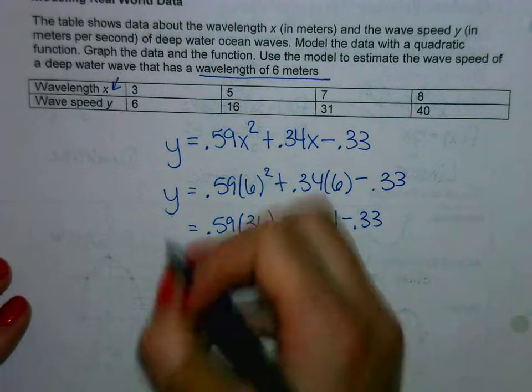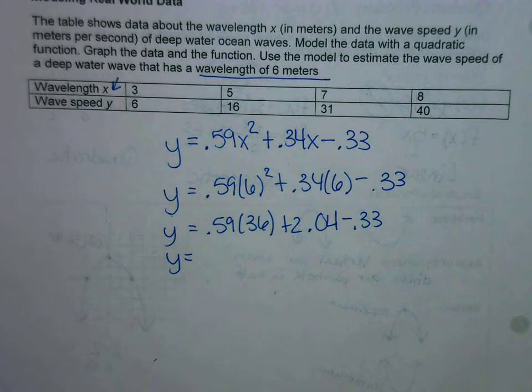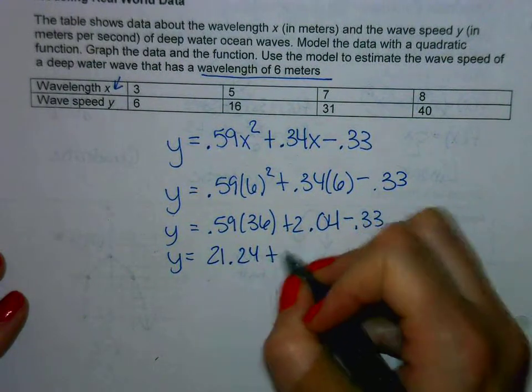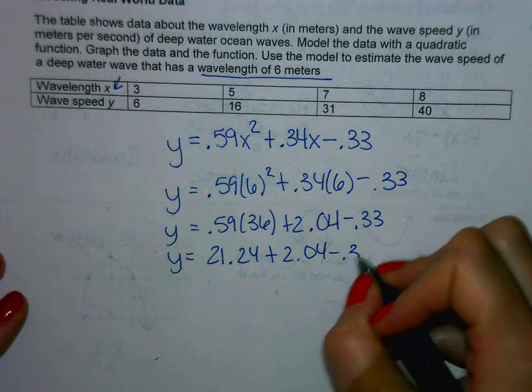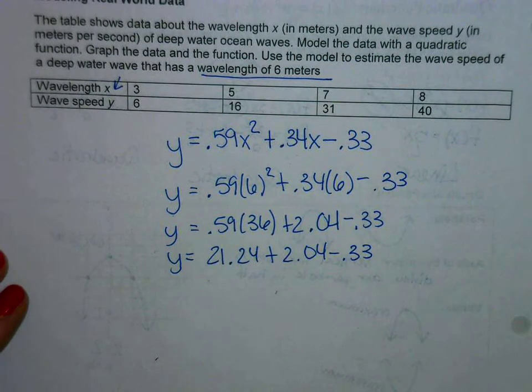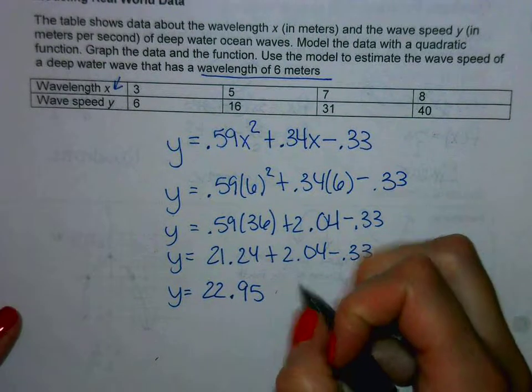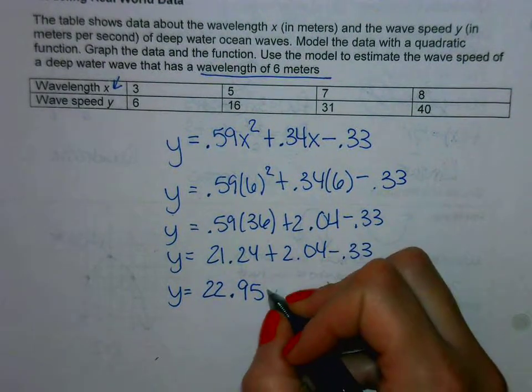So 59 hundredths times 36 is 21 and 24 hundredths, plus 2 and 4 hundredths, minus 33 hundredths. So when we combine all those together, 21 and 24 hundredths plus 2 and 4 hundredths minus 33 hundredths, we end up with 22 and 95 hundredths, and that's meters per second.